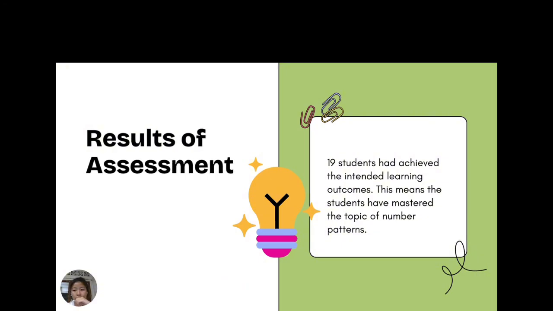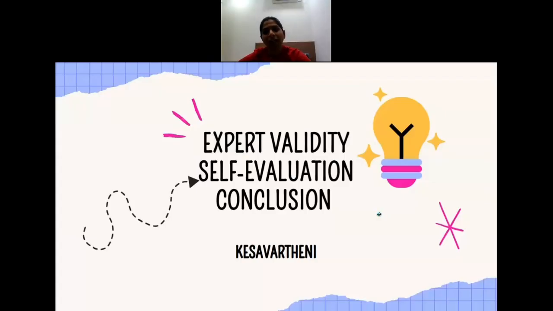So the result of this assessment is the 19 students has achieved the intended learning outcomes. This means the students have mastered the topic of number pattern. But however, this may also indicate that the questions designed in the summative assessment are too simple and not suitable for the students' level. Hi, I would like to continue with expert validity, self-evaluation, and conclusion.